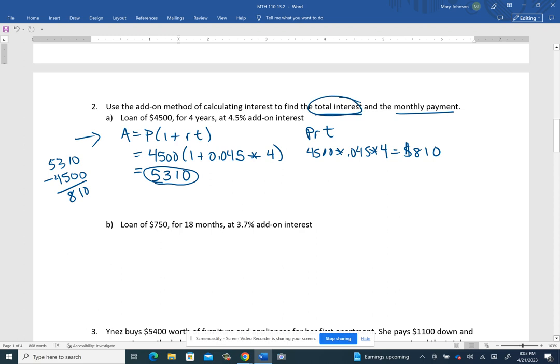Now the monthly payment part of this would be found by taking the 5,310, and you don't just divide it by 12. The loan was for 4 years. So you have to figure out that total, what do they call it specifically on this? The number of payments is what they called it, the actual number of payments.